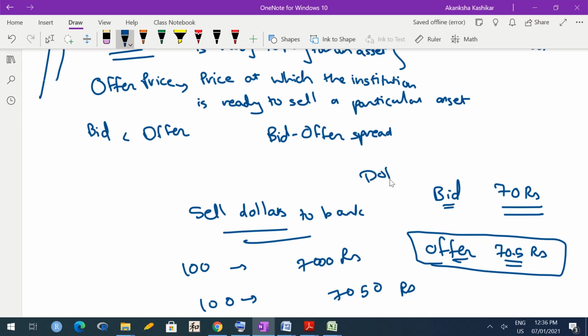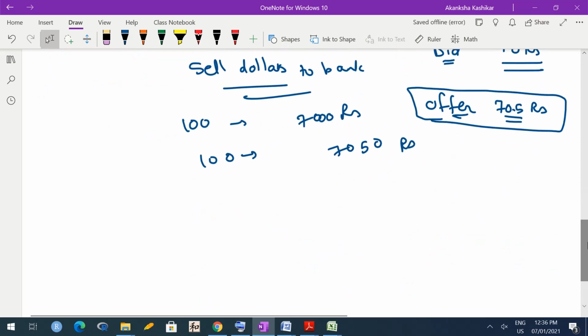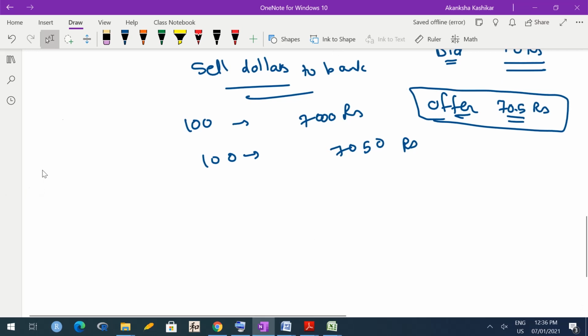So here dollar becomes an asset because we are living in India. So the other currency becomes an asset. Your home currency is currency. It is not an asset. Is it clear what is bid and what is offer? So bid price is the price at which a financial institution is ready to buy an asset. Bid, buy. And offer price is the price at which the financial institution is ready to sell the asset.